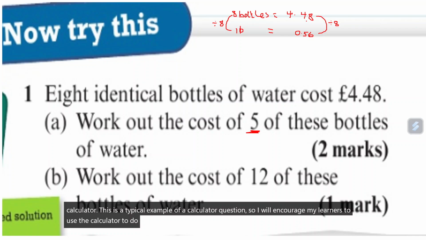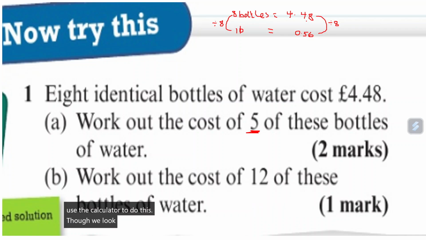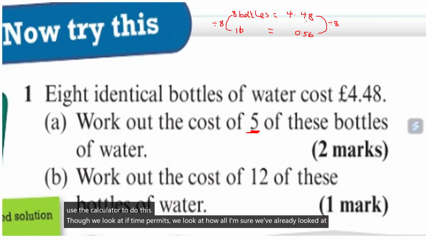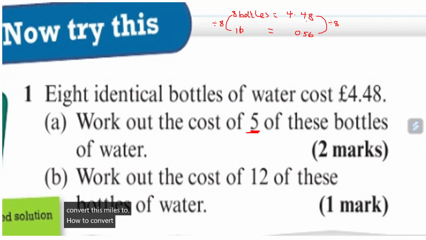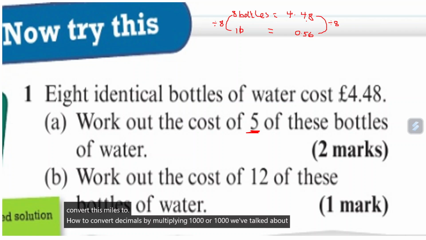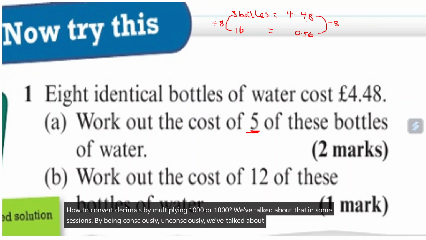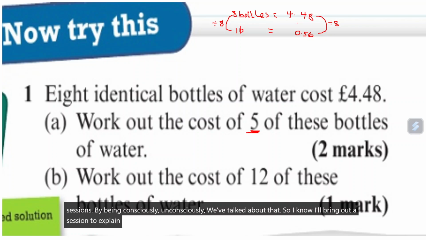If time permits, we'll look at how to convert decimals by multiplying by 10, 100, or 1000. We've talked about that in some sessions, maybe consciously, unconsciously. So I'll bring out a session to explain how we'll do that again as time goes on.